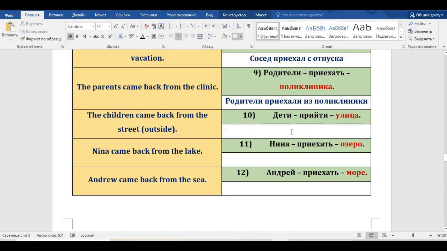Next sentence. The children came back from the street, from the outside. Дети прийти улица. Дети пришли откуда? С улицы. In this case, улица is not a physical thing. It's a place where some activities take place. That's why we say с улицы.